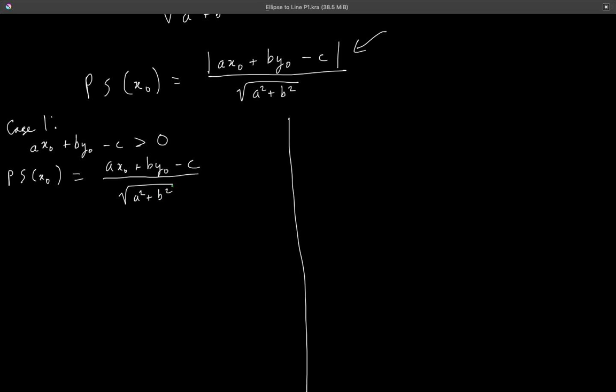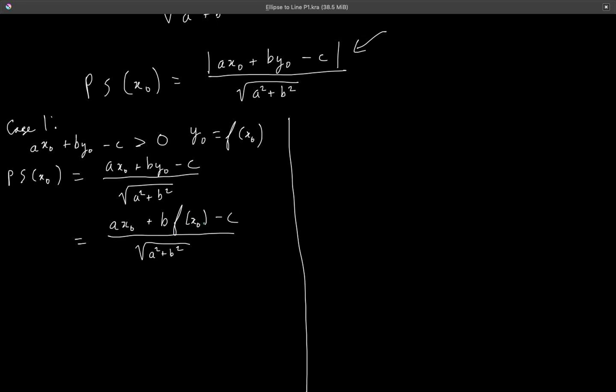Alright, so now we're going to differentiate this equation with respect to x0, and this is fairly straightforward. We have to remember though that y0 is nothing but f of x0, so it would actually be helpful if I wrote that: ax0 plus b f of x0 minus c divided by the square root of a squared plus b squared.